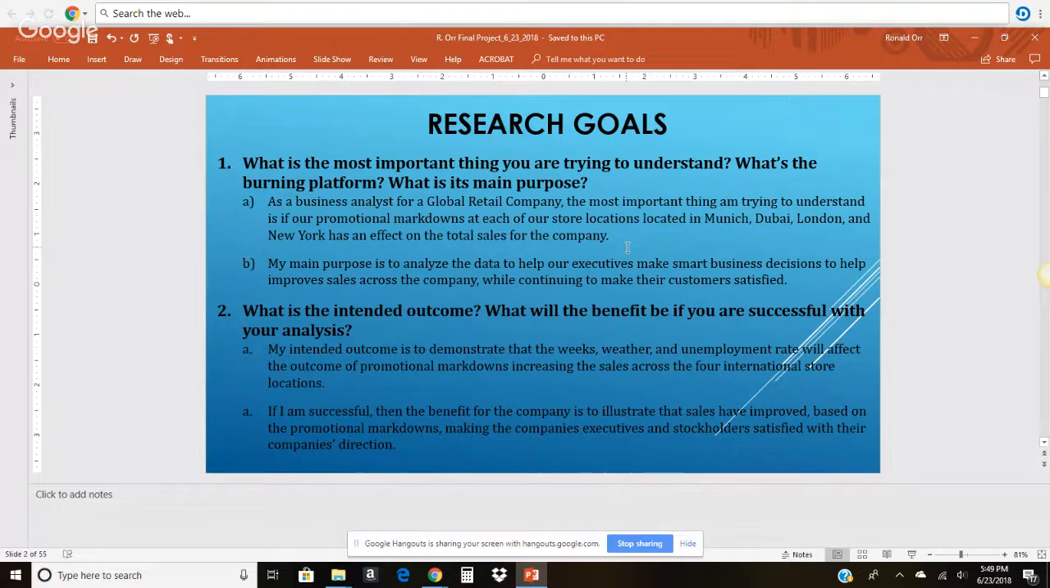What is my intended outcome? What will the benefit be? It's to demonstrate that the week's weather and unemployment rates will affect the outcome of the promotional markdowns, increasing the sales across the 4 international store locations. If I am successful, then the benefit for the company is to illustrate that sales have improved based on these markdowns, making the company executives and stockholders satisfied with the company's current direction.